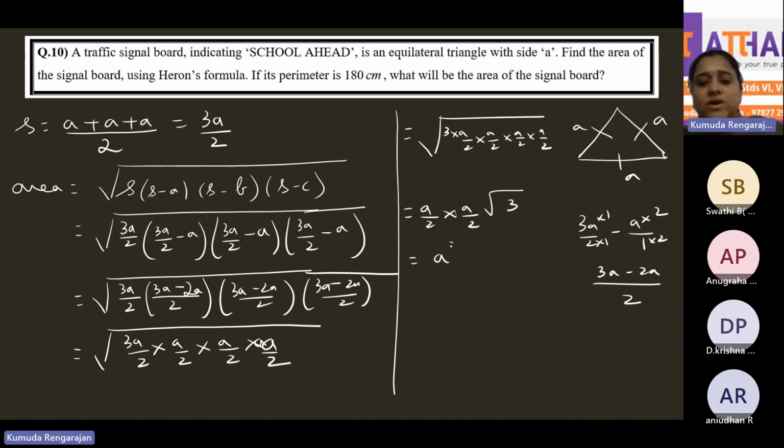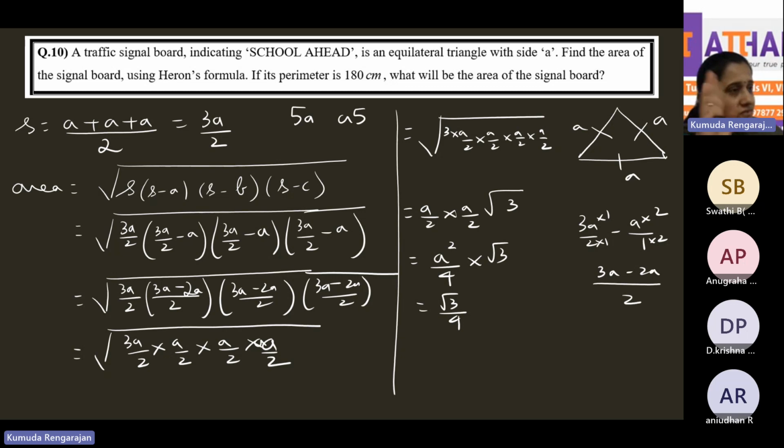So that's nothing but a square by 4 into root 3. That's nothing but root 3 by 4 a square. We always write the constant first. Constant meaning the numbers which have a fixed value. We'll write that first. See, we normally don't say, if it is 5a, we don't say a5, no?